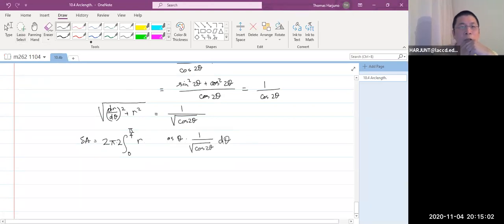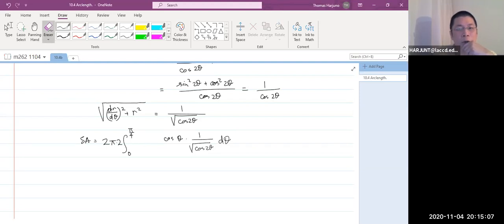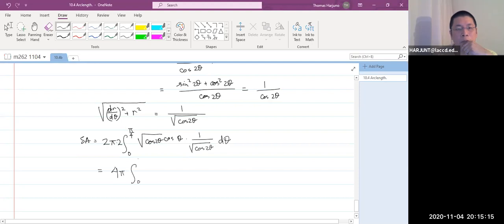My r is the square root of cosine 2 theta, which will cancel. So I basically have 4 pi times the integral from 0 to pi over 4 of cosine theta d theta. It's 4 pi times square root of 2 over 2, that's 2 radical 2 pi. Boom.